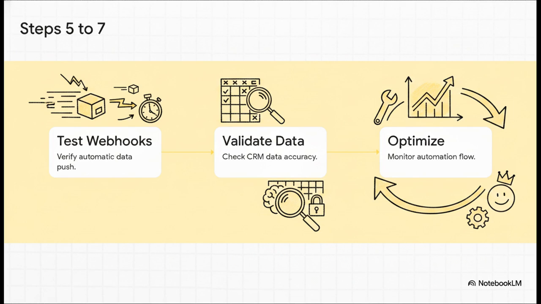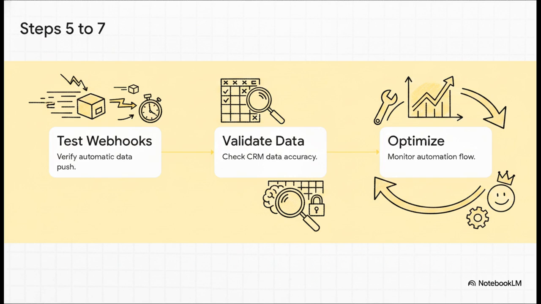Step 5 is testing your webhook events to ensure that the automatic data push is firing instantly. A word to the wise, never ever run a live campaign without testing your webhook payloads first, unless you really enjoy apologizing to angry clients when their onboarding emails don't arrive. Step 6 requires you to validate the CRM data. You're checking that the incoming data is completely accurate, properly formatted, and free of errors.